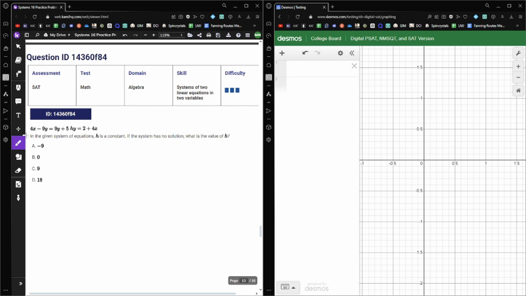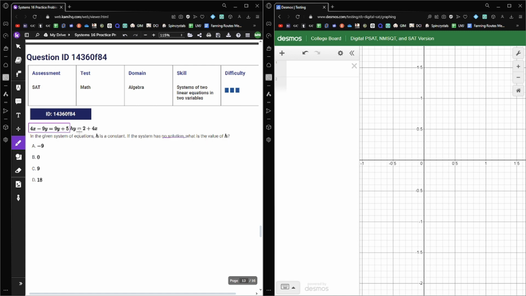Question number 13. Let me quickly separate this. So this is our first equation, and this is our second equation. In the given system of equations, h is a constant. If the system has no solution, what is the value of h?